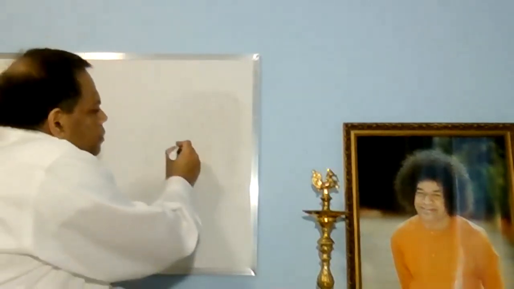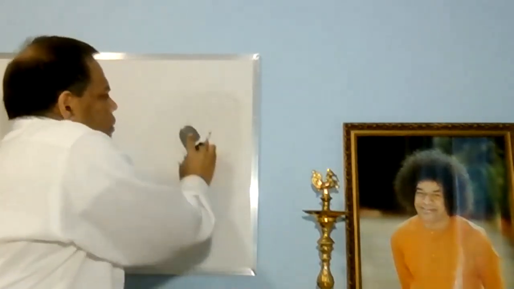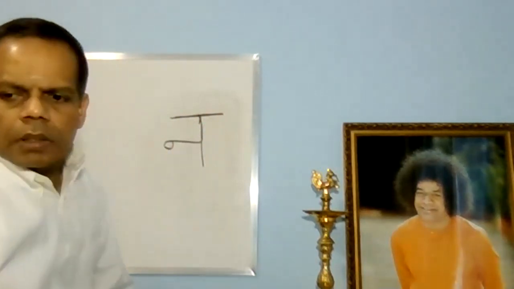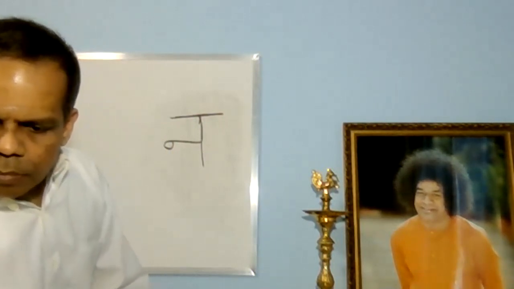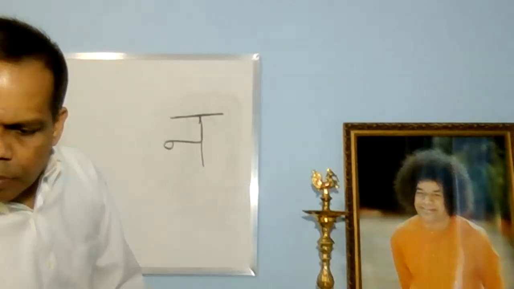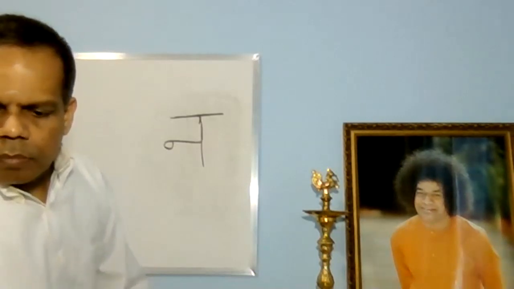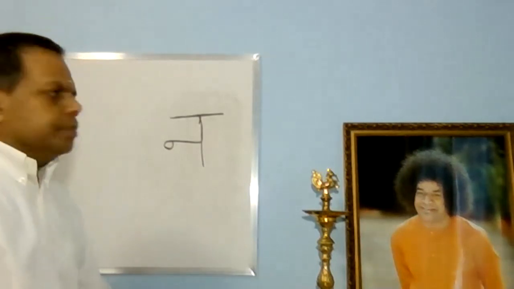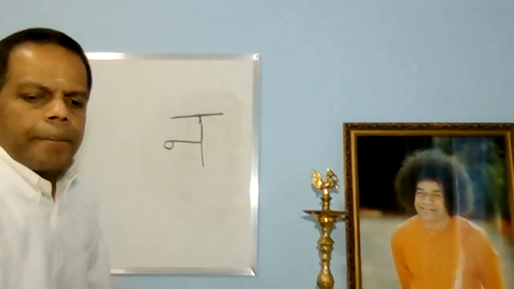The fifth letter in the tha varga is na. Is it too small? I don't know. Okay, something like this. So this is the fifth letter in the tha varga. It's called na.